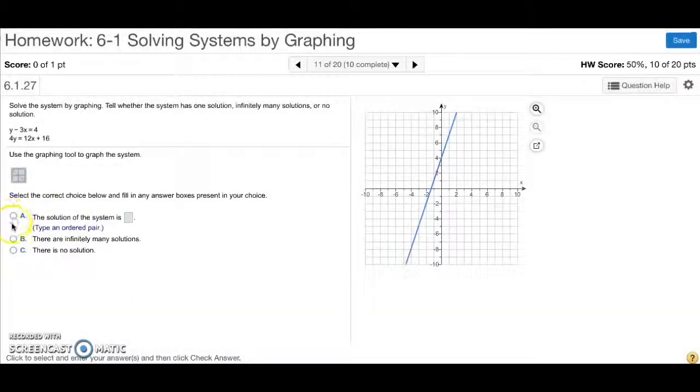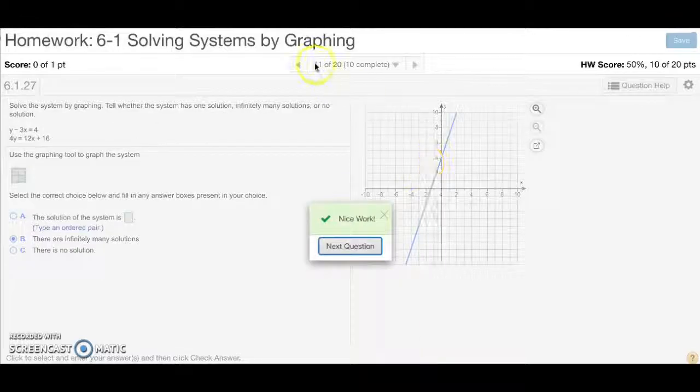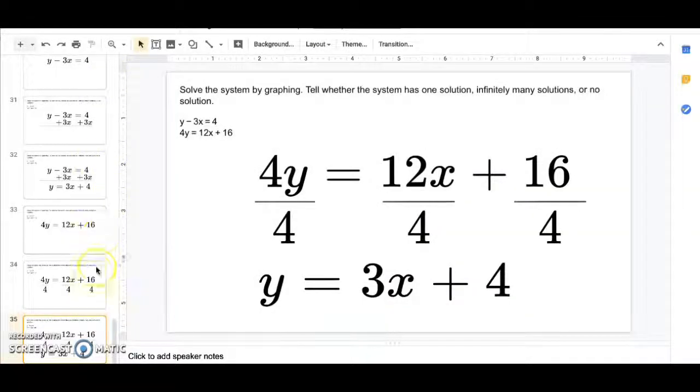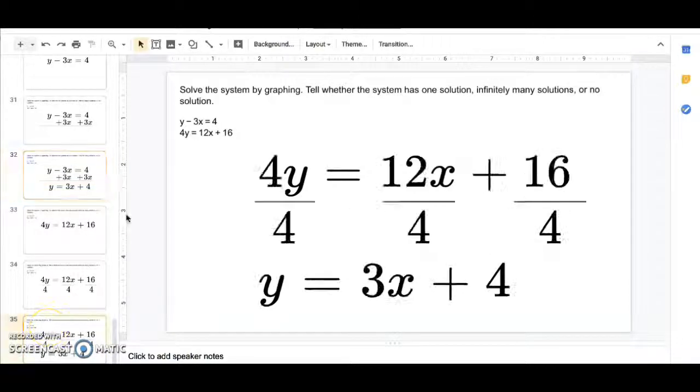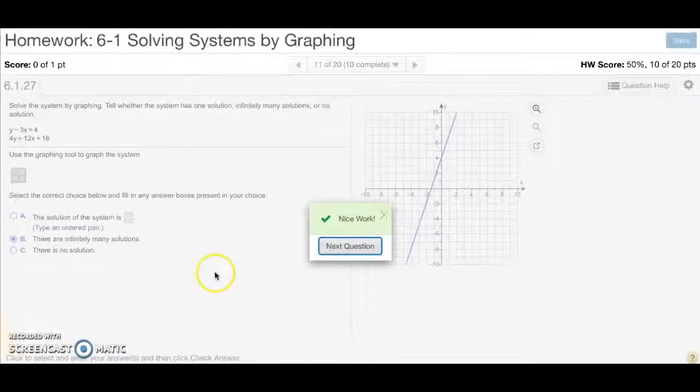Which means there are infinitely many solutions for number 11. And if I go back here, you see both of these have the same equation. So they are coinciding lines. One line is right on top of the other, giving you infinitely many solutions. And that is number 11.